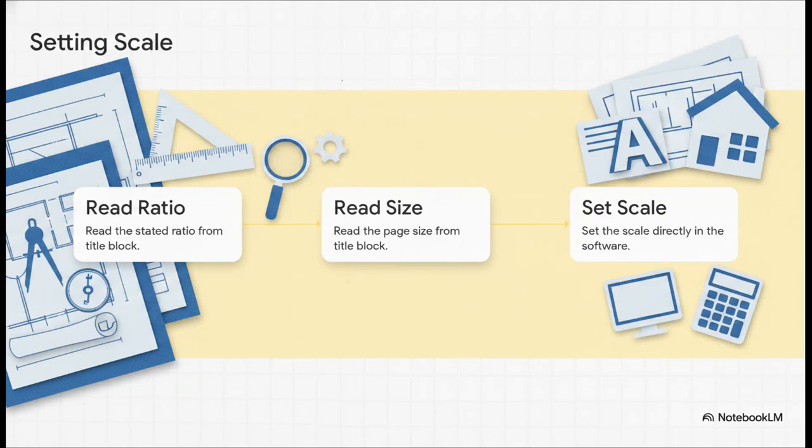But what if the drawing has absolutely no measurable reference at all? It's a nightmare scenario we face all the time. Well, the source shows how you can bypass that hurdle entirely. You simply read the stated ratio, read the page size straight from the title block, and just set the scale directly in the software. It's literally just a few logical steps to ensure your foundation is absolutely rock solid before you click a single point.